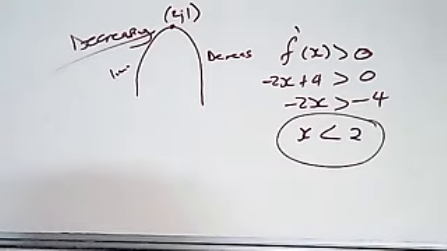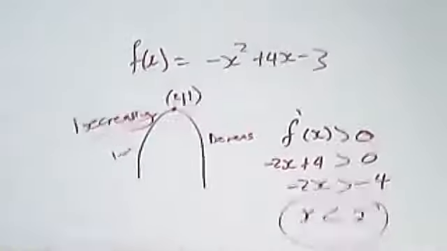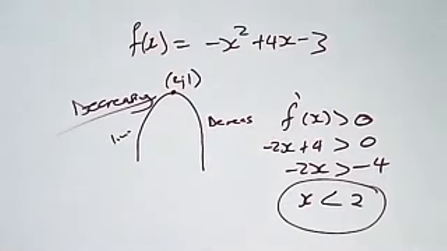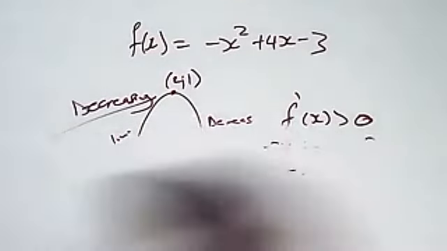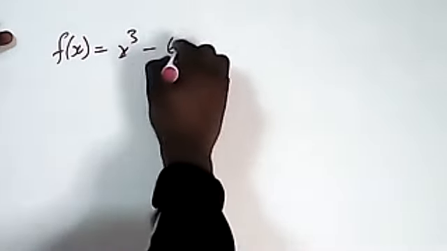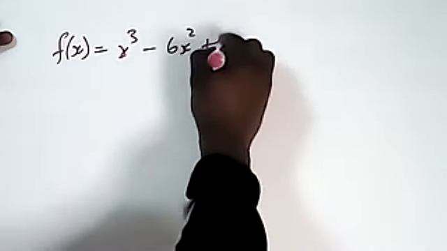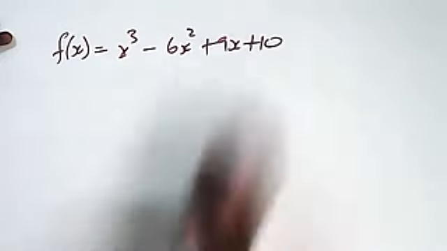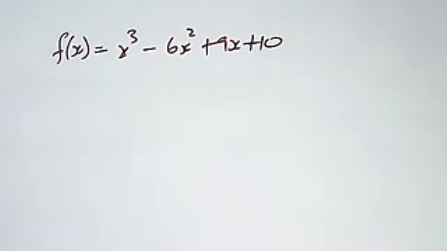Now let's do it with a cubic function, where we find the stationary points and then sketch from there, right? Let's do that. Let's assume that they give you a function, and that function is f of x equals x cubed minus 6x squared plus 9x plus 10. What is the first thing that you have to do? They ask you to sketch this graph. The first thing to do will be to determine the SP, which are your stationary points.